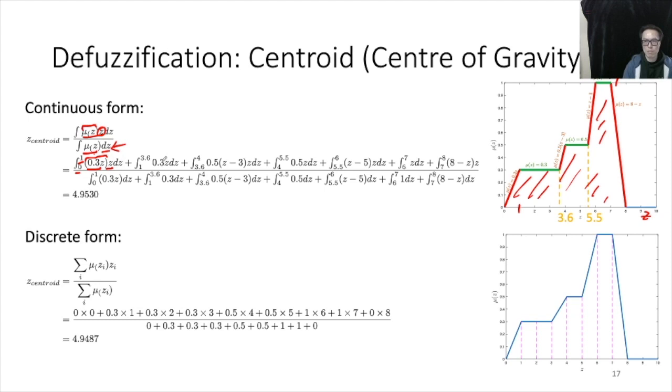So this is the first segment. Then for the green one, that is from 1 to 3.6, we are talking about this green segment: 0.3, this equation, z, this guy, dz, and so on. We apply the same logic for all the segments, so we come up with the numerator. The denominator is exactly the same, except that we do not include this z. So do the calculation: 4.95.